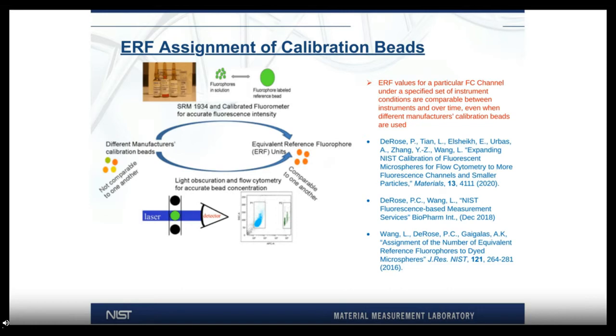So what these ERF assignments give us are fluorescence intensity values for a particular flow cytometer fluorescence channel under a specified set of instrument conditions. And these ERF values are comparable between instruments and over time, even when different manufacturers' calibration beads are used. So we're basically going from beads that are instrument dependent before their assigned ERF values to values that are instrument independent.